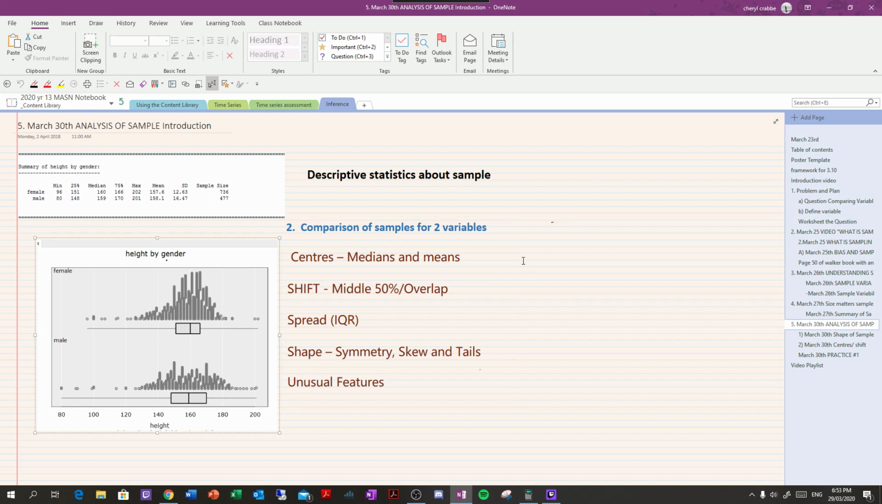Now, if you did inference in year 12, this will not be new to you. If you did not do inference last year, then this will be somewhat new to you, and you'll need to do some practice, good solid practice around this.